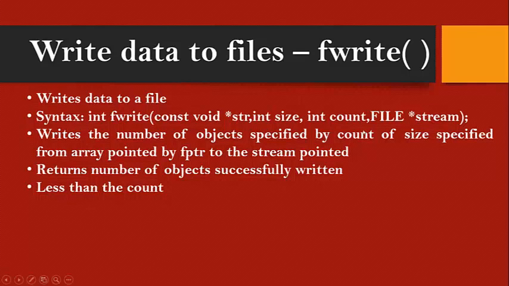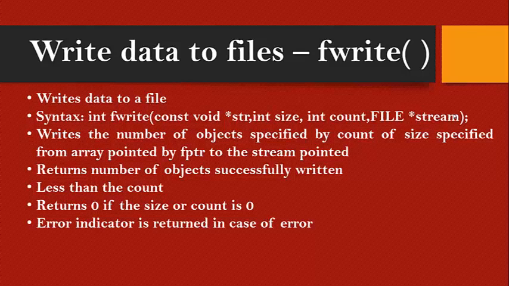So let's say for example, I am trying to mention the count as 10. If this function has written the 10 objects that have been specified, it will return 10, and otherwise a value that is less than 10. It returns 0 if the size or the count is 0, and it gives an error indicator in case of any error. For example, here I am just giving the character array, followed by the size of the object, and then the number of objects that you want to write through this character array, which is getting pointed to the file pointer stream.